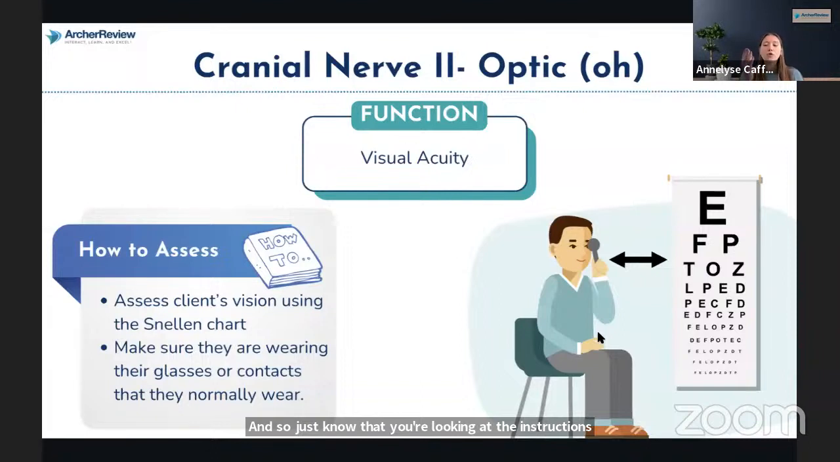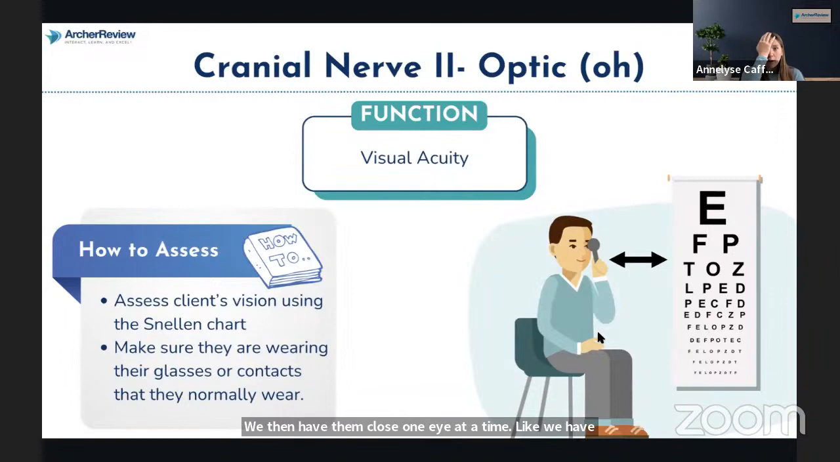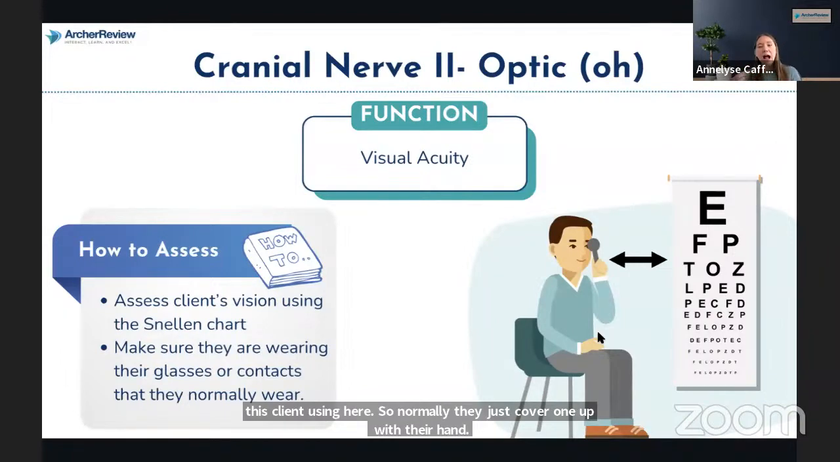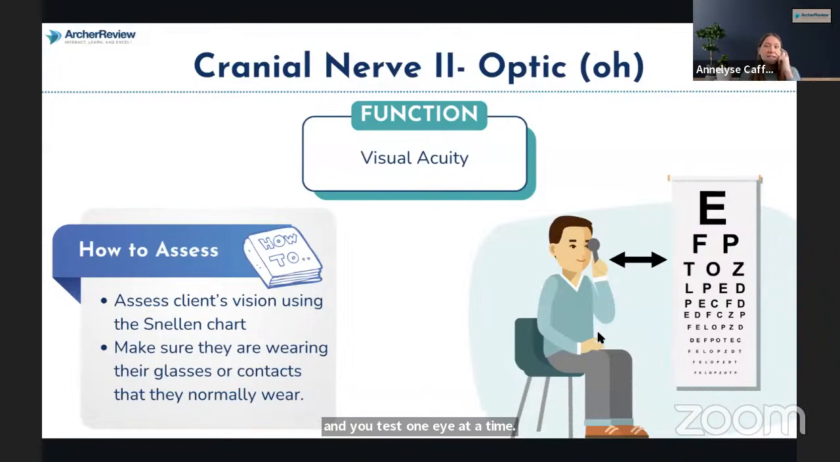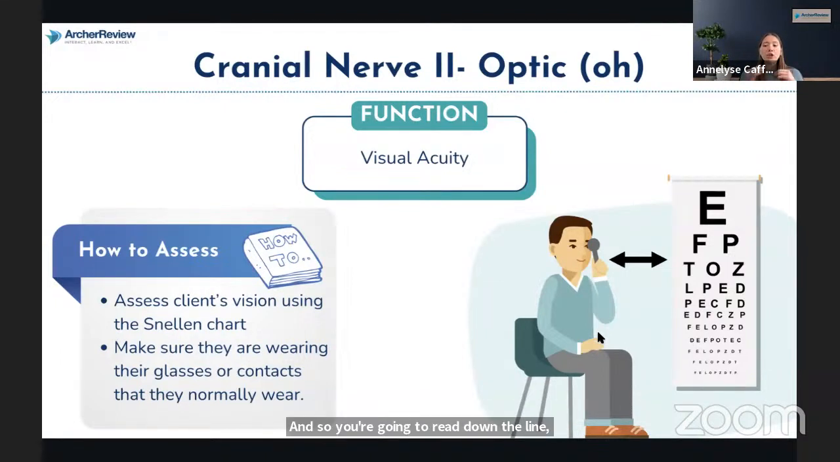We then have them close one eye at a time, like we have this client using here. So normally they just cover one up with their hand, and you test one eye at a time, the other eye, and then you test both eyes. This is going to give you a really good overarching idea of their vision. And so you're going to read down the line, have them repeat the letters, and then you count the line that was the very last line that they could accurately read the letters or the numbers or the pictures on.